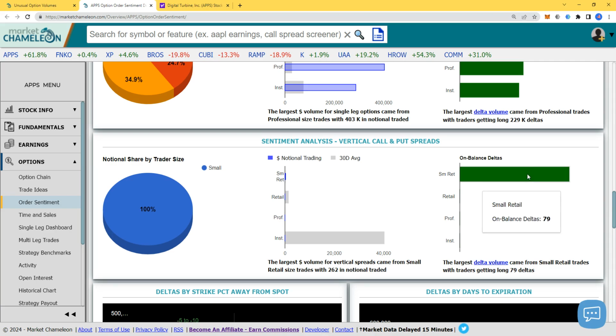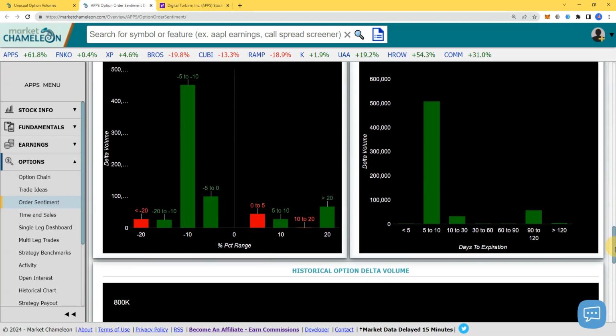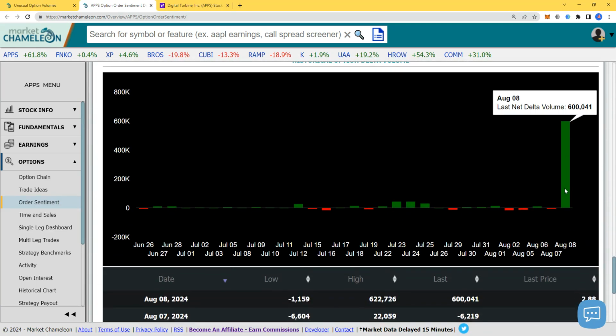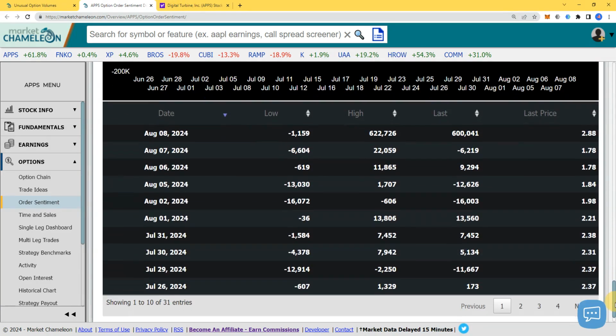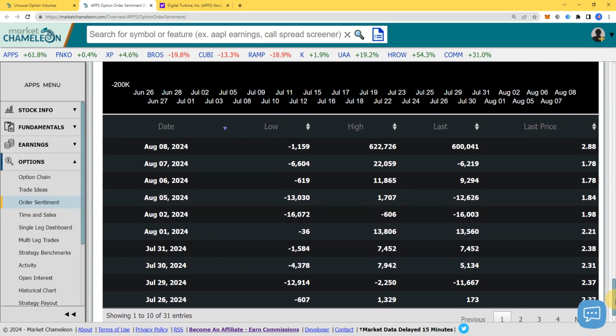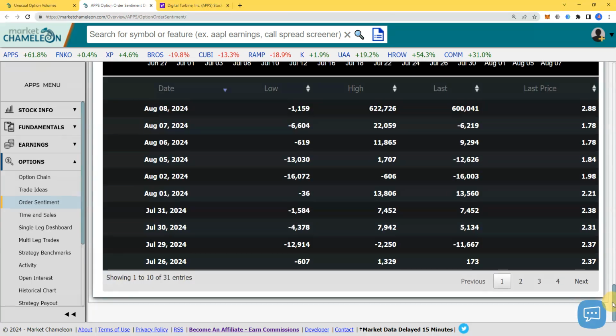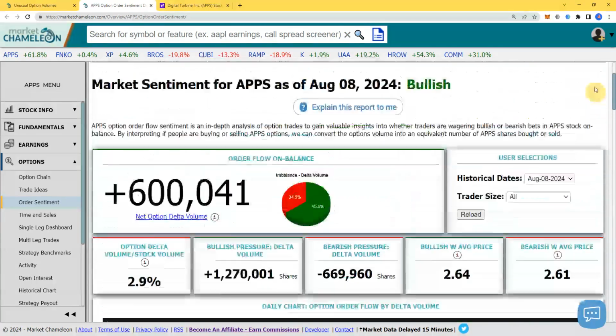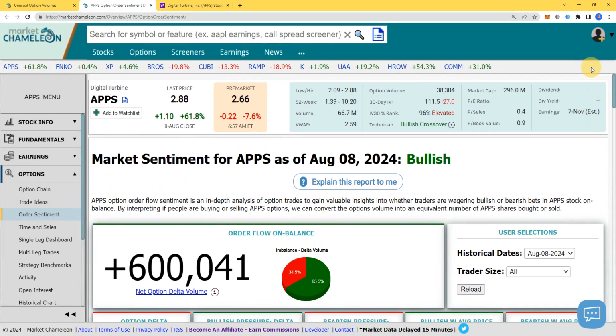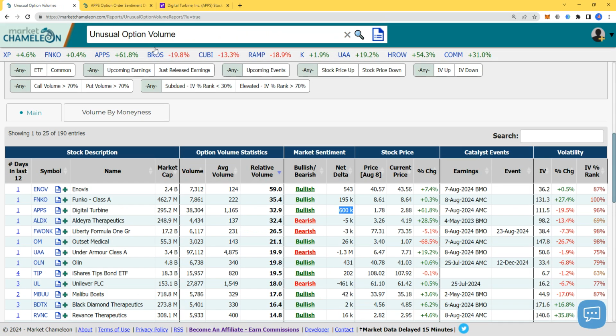Small retail on balance delta. I don't know what this is, but that's interesting. It's all mostly green. And look at this graph. Net delta, there was nothing here. They posted earnings. Again, the run wasn't random. There was earnings. I read the earnings. I didn't understand something unusual. I don't know the stock. I don't know what they do. It doesn't matter. I'm playing this for a week, and I want to see more options.